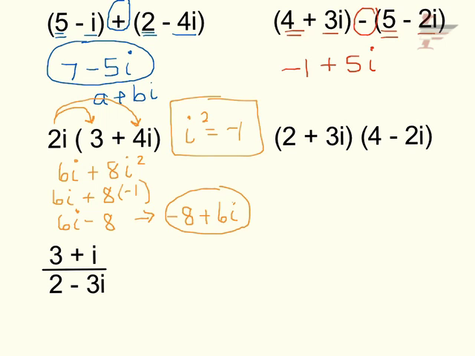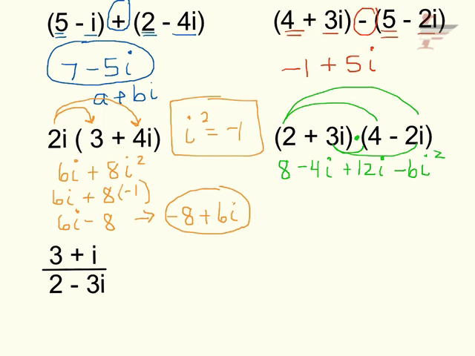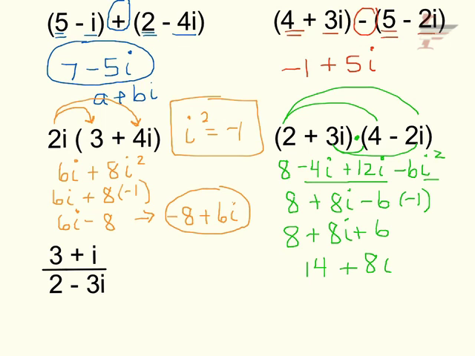That's in standard form. The next one is a multiplication problem, and again, I know this because it has a multiplication sign in between them, although you don't see that, but you know it. So I'm going to FOIL, so 2 times 4, 2 times negative 2i, 3i times 4, 3i times negative 2i, and then combining like terms, negative 4 plus 12 is 8i. Negative 6i squared, i squared is negative 1, so negative 6 times negative 1 is really positive 6. And my real parts, 8 plus 6 is 14, plus 8i.